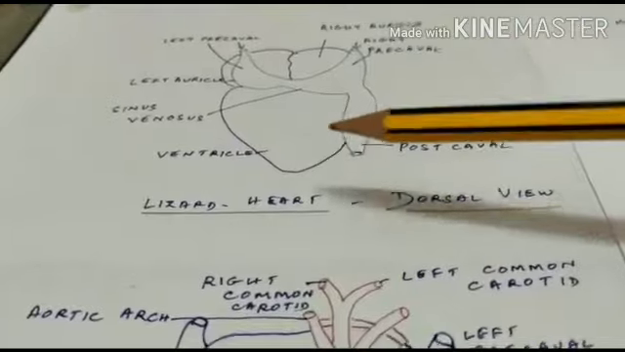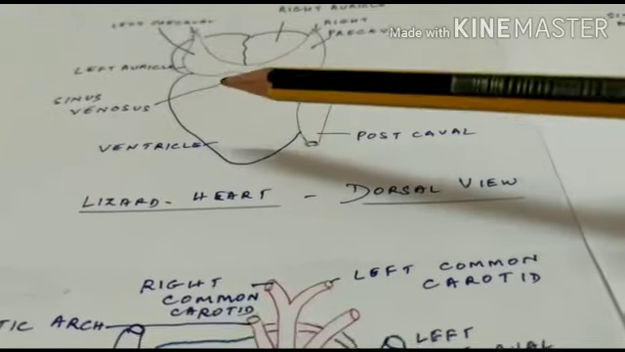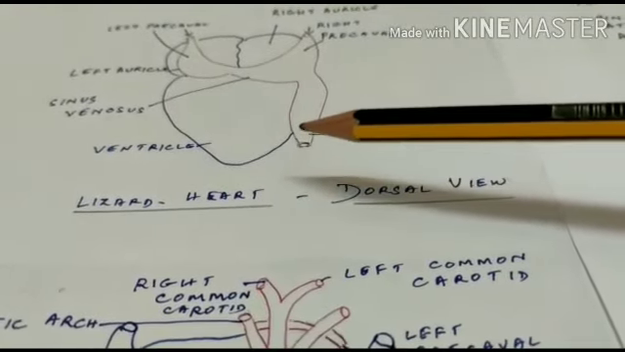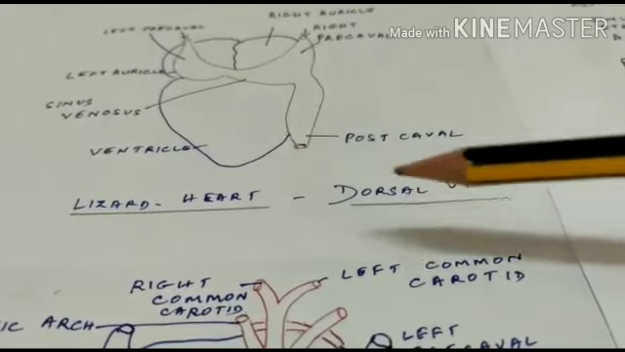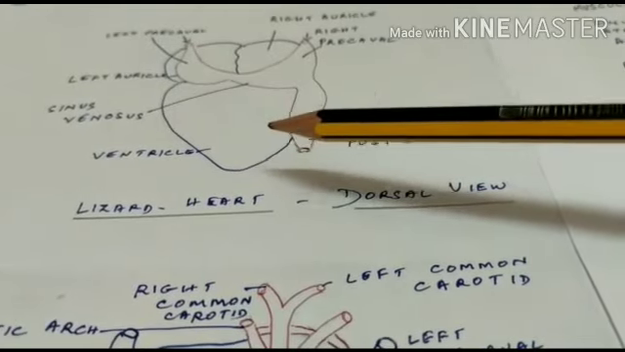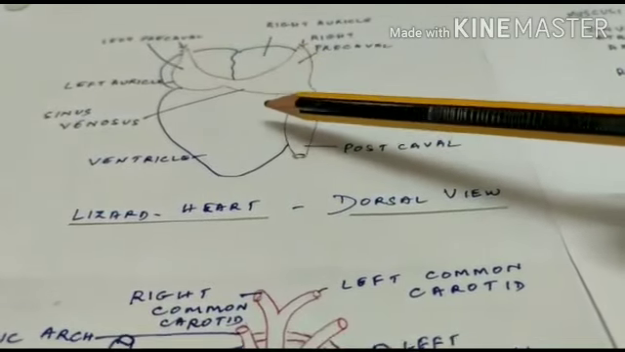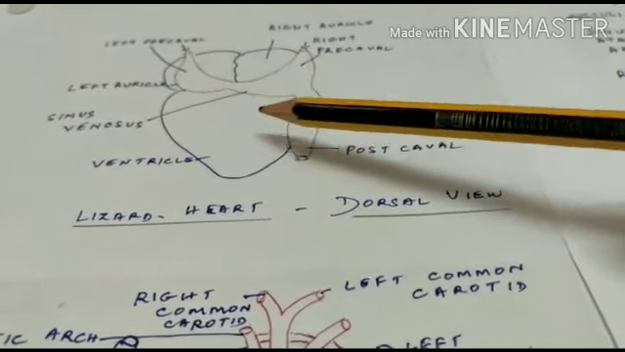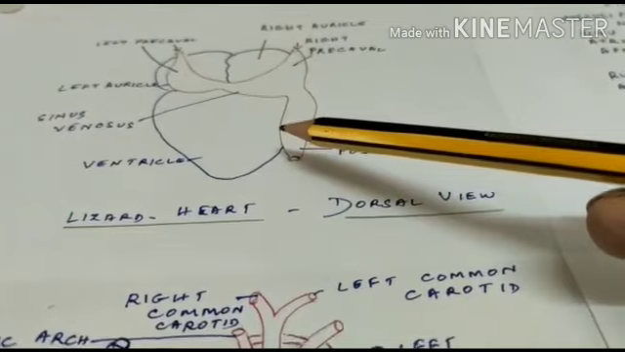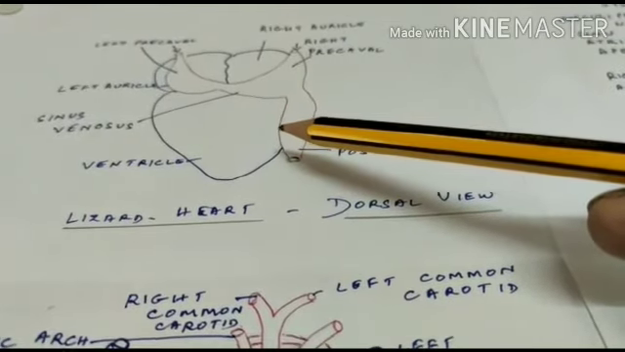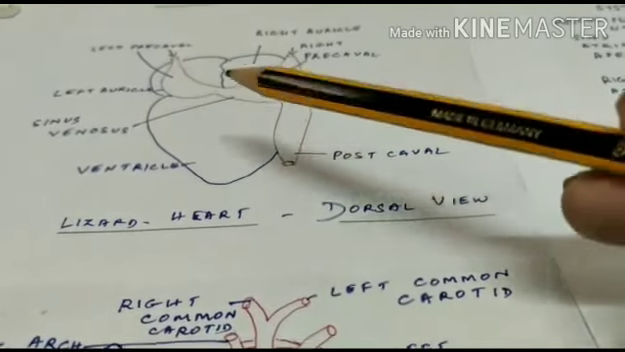Now here you can see, in the case of the frog we have seen a triangular structure, right? But here it has a lobular form, and it is a thin-walled structure. It is present on the dorsal side of the heart, attached to the right auricle, and the sinus venosus opens into it. Externally, there is a groove on the dorsal side, and thereby it is divided into a larger right part and a smaller left part.